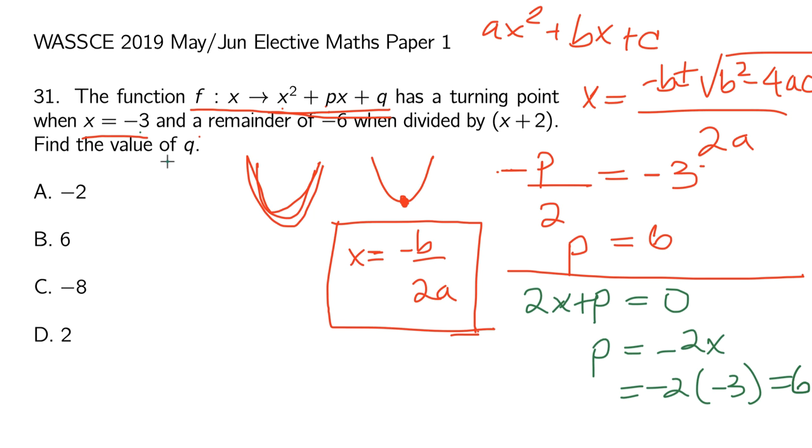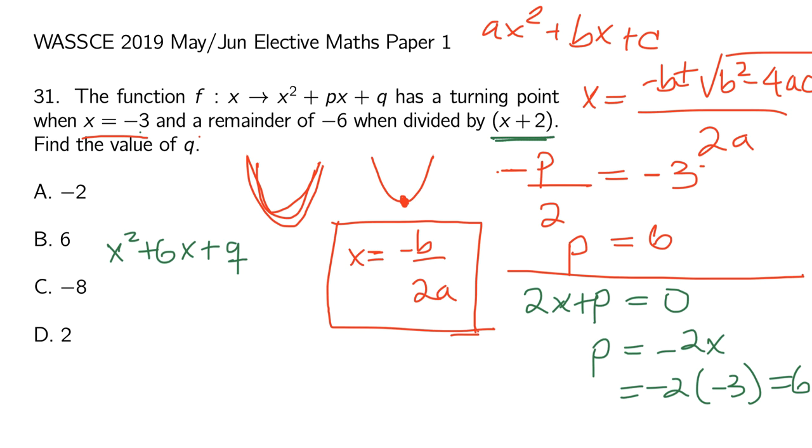So having found p, how do we find q? Well, let's first substitute the value of p into the equation to see what we get. We get x squared plus 6x plus q. So that's the current state of our function. And we've been told that it leaves a remainder of minus 6. Let me remove this line. It leaves a remainder of minus 6 when divided by x plus 2.